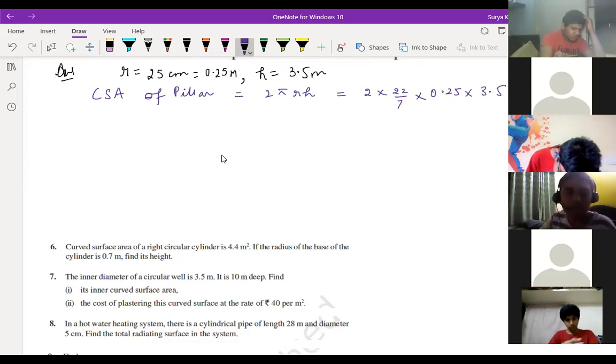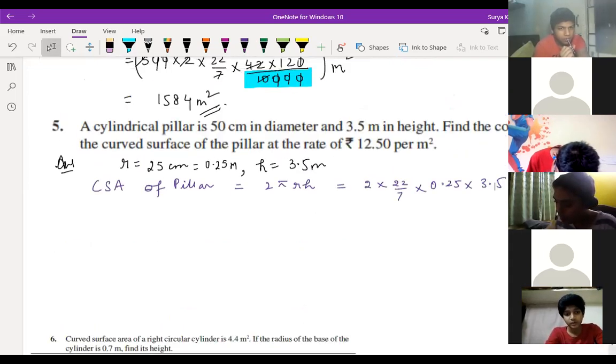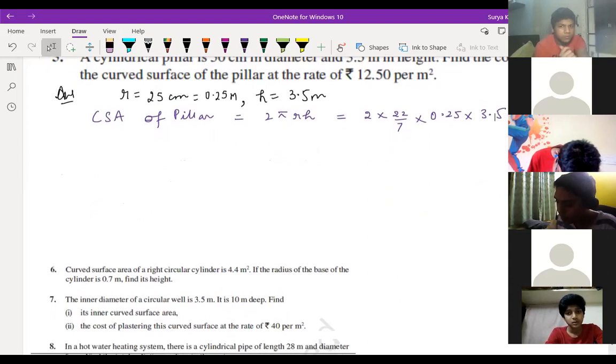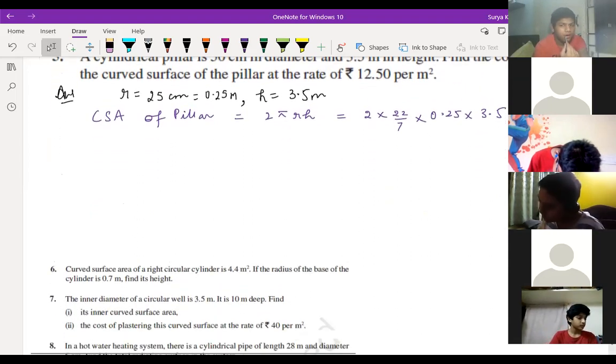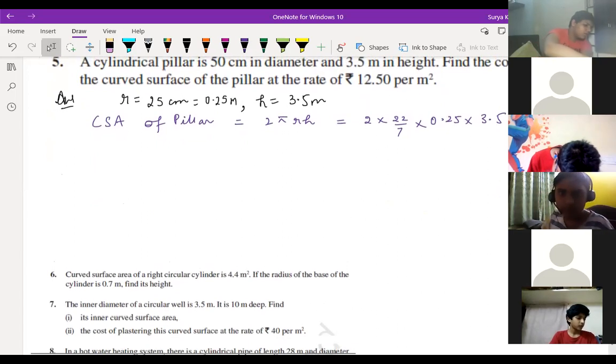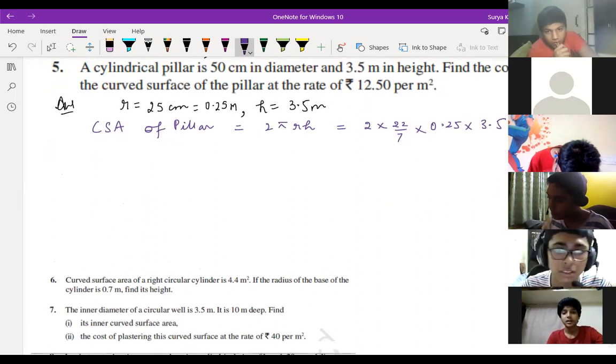Yes, sir. What, Nihar? The answer. I don't know the answer. Sir, it's 11 by 2, sir. 11.2 is what? Height. No, sir. 2 into 22 by 7 into 0.25. 11 by 2, how did you get it? Sir, I got 37.5. How can you find 11 by 2? Is this part clear? Sai Ritvik, it's clear till here.